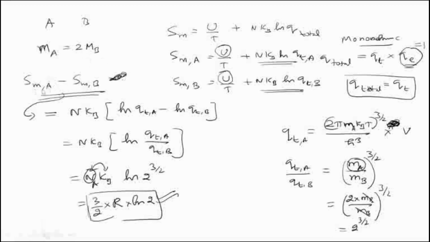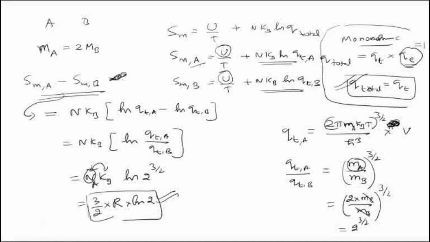Okay, and the question asked is, what is the difference in molar entropy of gas A and molar entropy of gas B? Right, molar entropy calculate பண்ற formula இதுதான். Okay, molar entropy equal to U by T plus N kB ln Q total. Right, for monatomic gas, that Q total is nothing but QT into QE actually. For most monatomic gases, QE is 1. So QE value 1 substitute பண்ணிட்டீங்கன்னா அப்ப என்ன வரும்னா, for most of the monatomic gas, Q total partition function is equal to translational partition function.